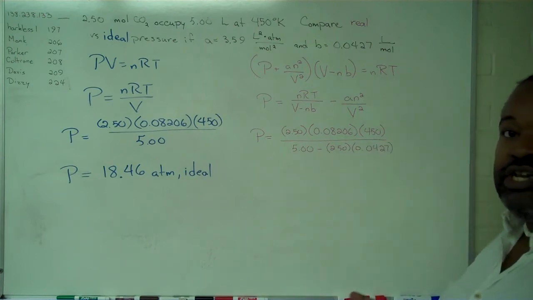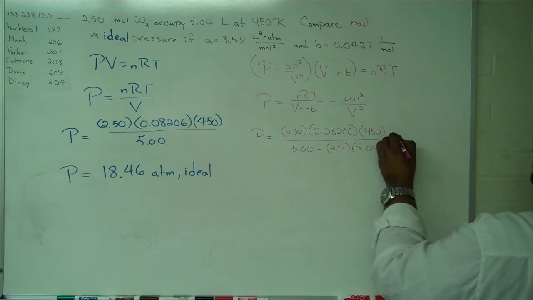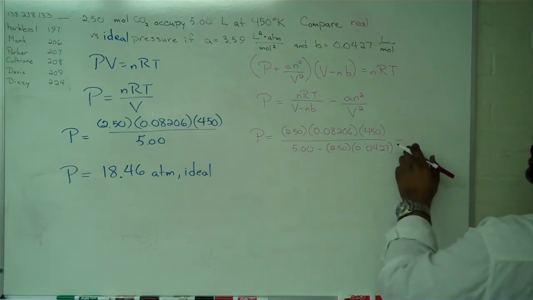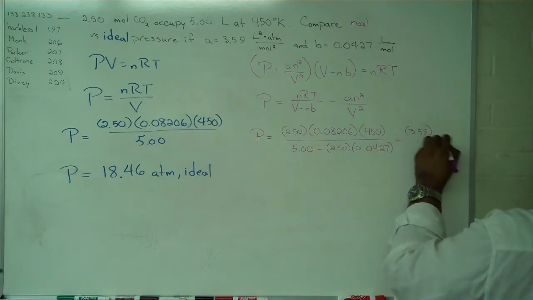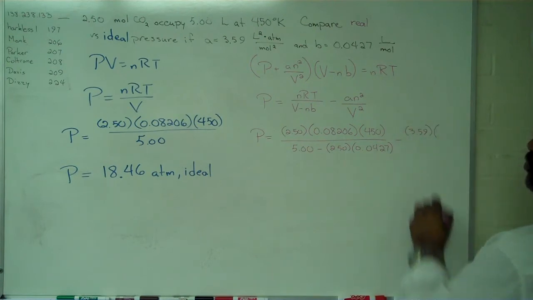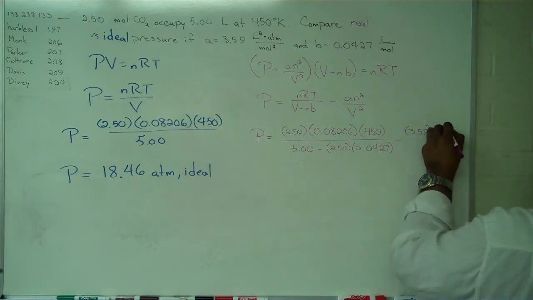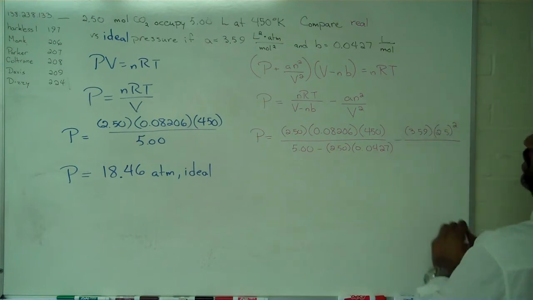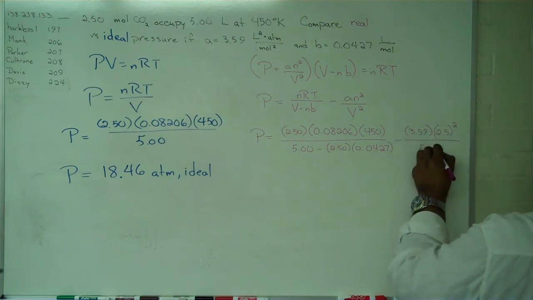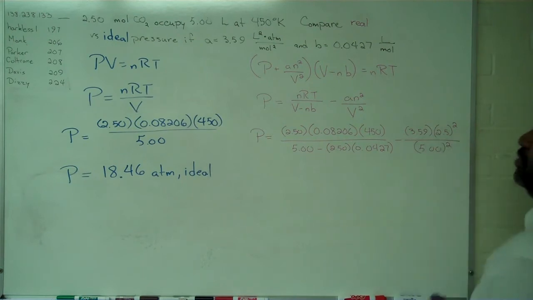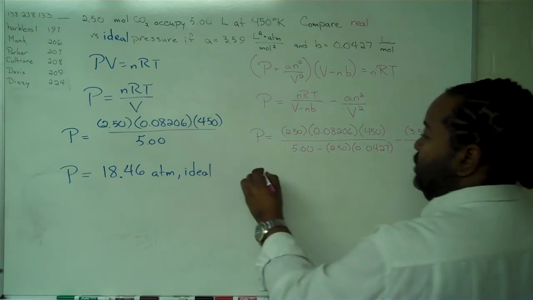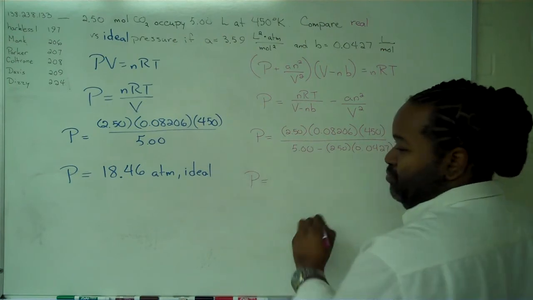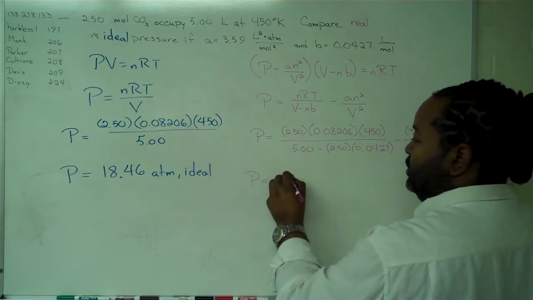And as always, you should check for yourself that these units do actually work out. Now we subtract off the interaction term, 3.59. We need the number of moles, that's 2.5 squared, and the volume, 5 liters, also squared. And so we can step through all of these doing the math bit by bit.